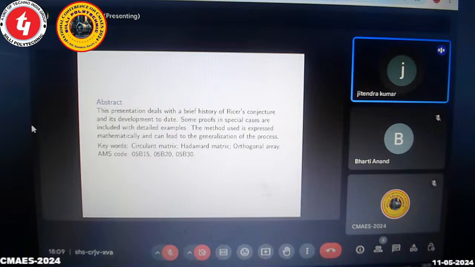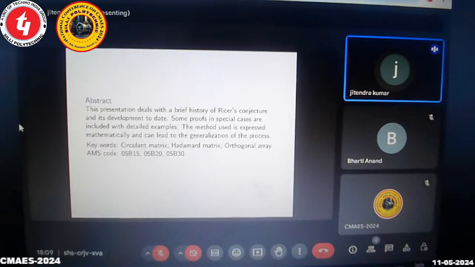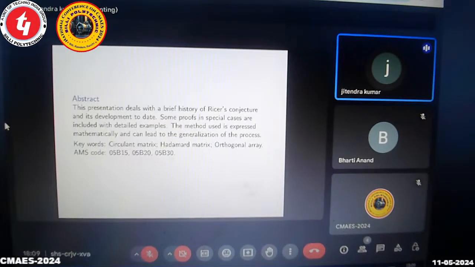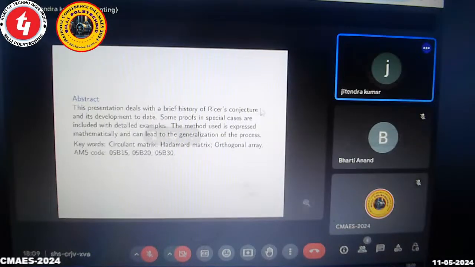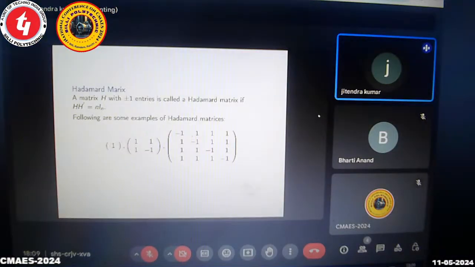First of all, this presentation deals with a brief history of Rajah's conjecture and its development. Some proofs in special cases are included with detailed examples. The method used is expressed mathematically and can lead to the generalization of the process. These are the keywords. Before starting our proof, there are 3 definitions.